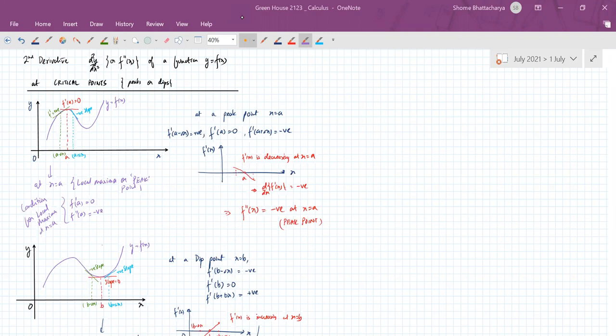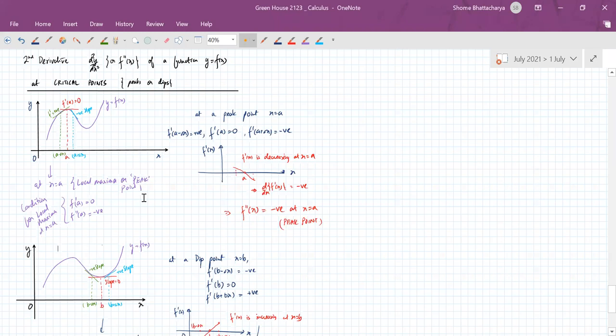But now we can directly use the condition that I've given, that we need to do two things. We need to put derivative equal to zero. So we have the critical points, and then we need to find the second derivative and just see whether it's positive or negative. If the second derivative is negative, that means this is happening. This is what is happening over here, that the derivative will be positive before that and negative after that.